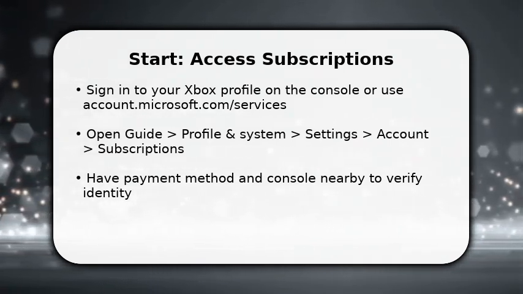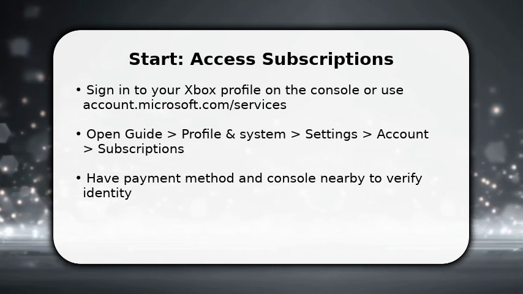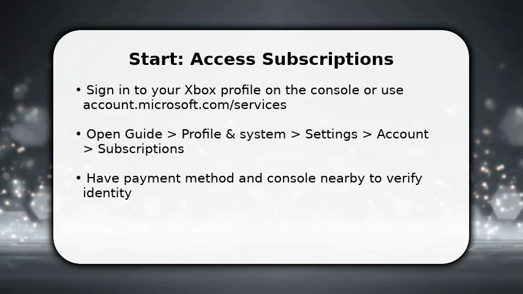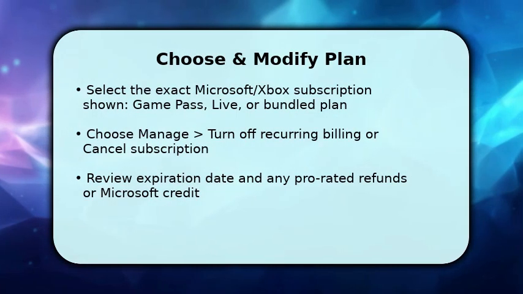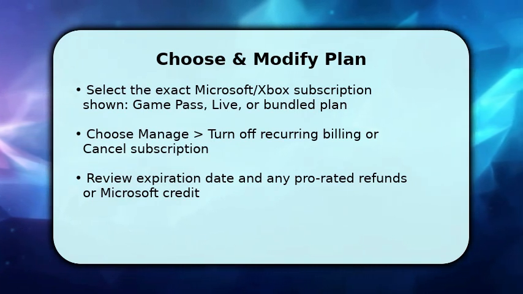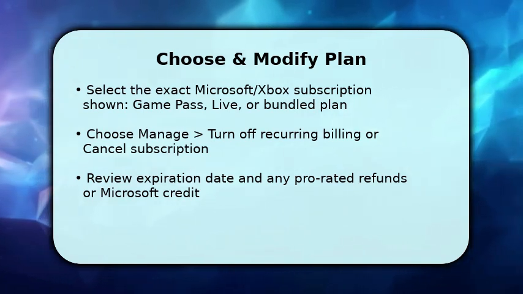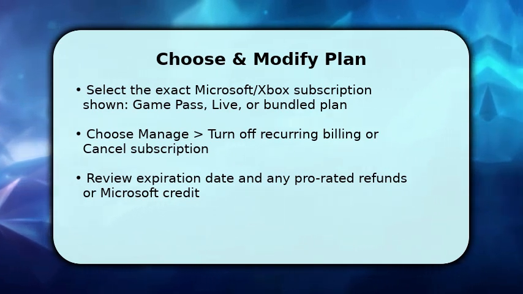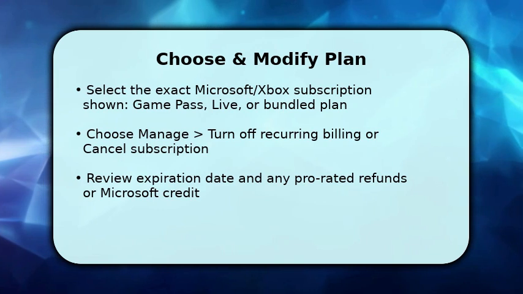Make sure you can receive the account security email or two-step code, because verification often appears before you can change billing settings. Now pick the subscription you want to cancel. Confirm the plan name and billing account because some bundles share payments. Once selected, choose Manage and then turn off recurring billing or cancel subscription.